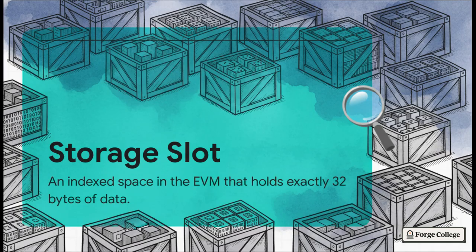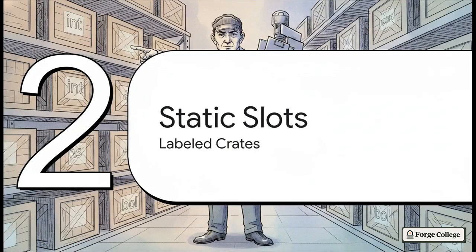You can visualize a storage slot as a standardized, heavy-duty crate. Every single crate in this entire warehouse is exactly the same size. It holds precisely 32 bytes of data. No more, no less. If you have exactly 32 bytes, it fills the crate perfectly. But if you have less, well, we kind of have to figure out what to do with all that empty space. Which brings us to part two, static slots, labeled crates.